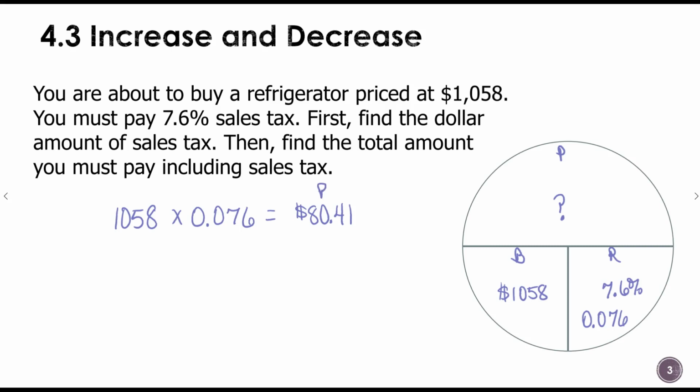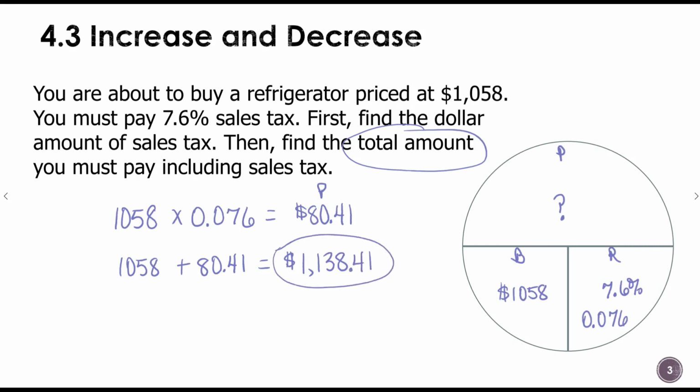But it said find the total amount you must pay including sales tax. So of course we just add these two numbers, the 1,058 and 80.41. And that gives us our grand total of $1,138.41. So one thing you have to do is always read the question, and in fact when you finish the problem you should go back and read again and make sure that you did complete everything you were supposed to do, because often students will find the sales tax and just stop there. So reading, very important.